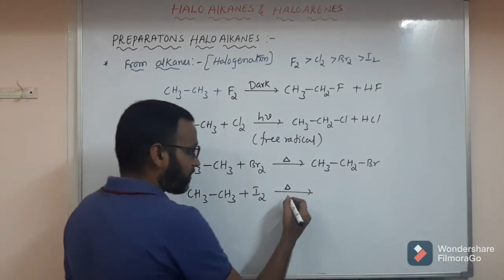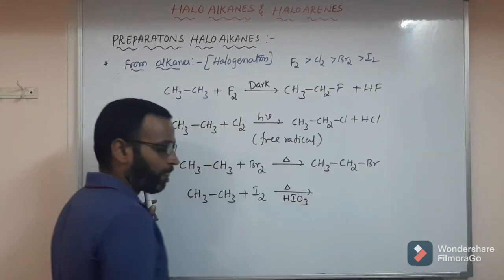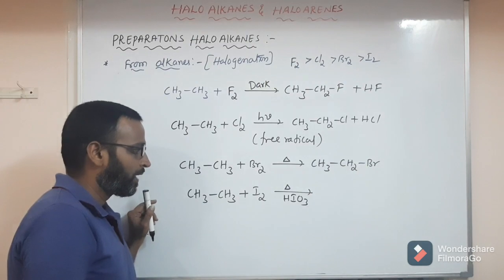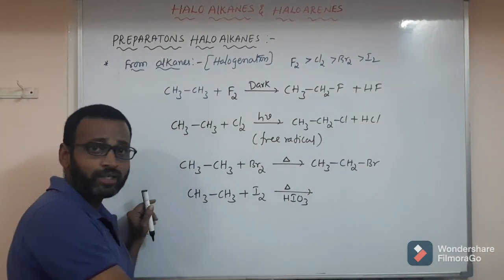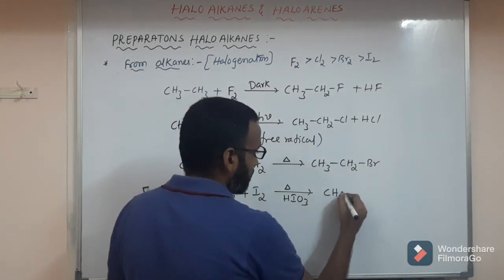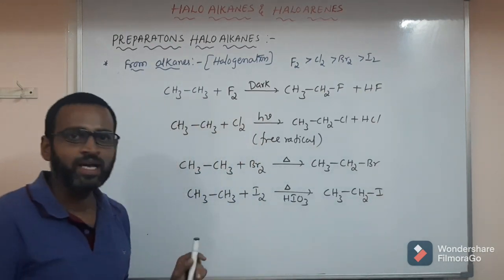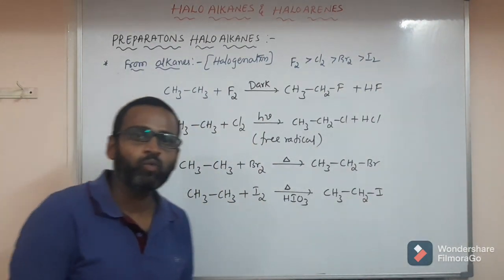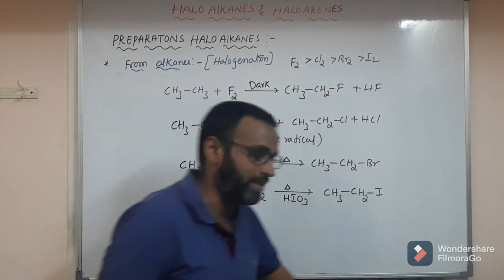Here some catalyst like iodic acid, HIO3, and some other reagents like metallic reagents we can use here. Then you will have CH3CH2I. This is iodoethane, what we call iodoethane. So these are from alkanes actually.